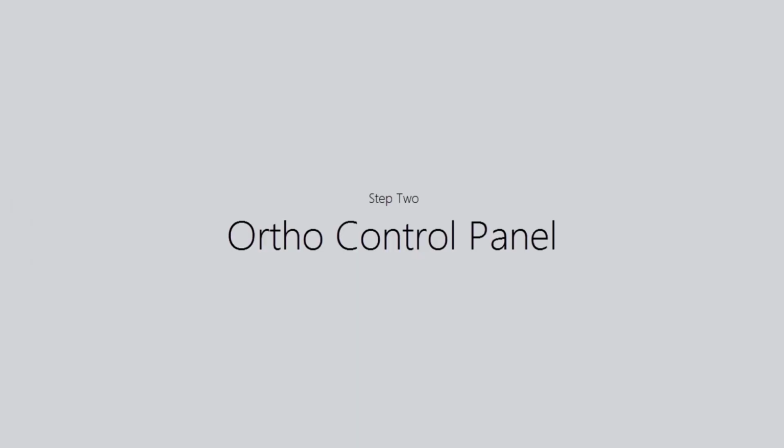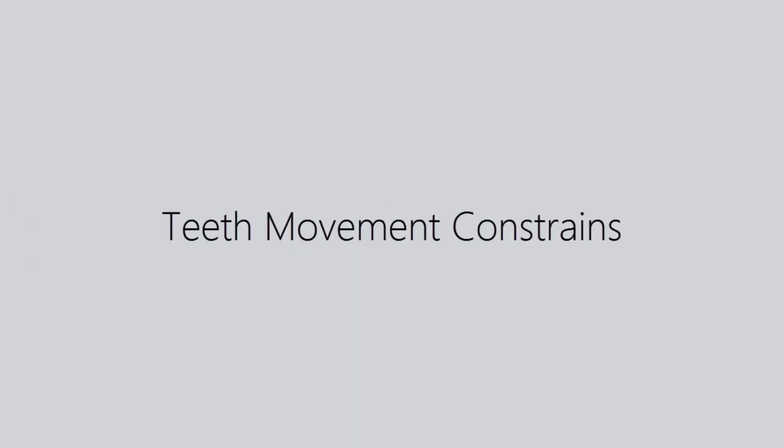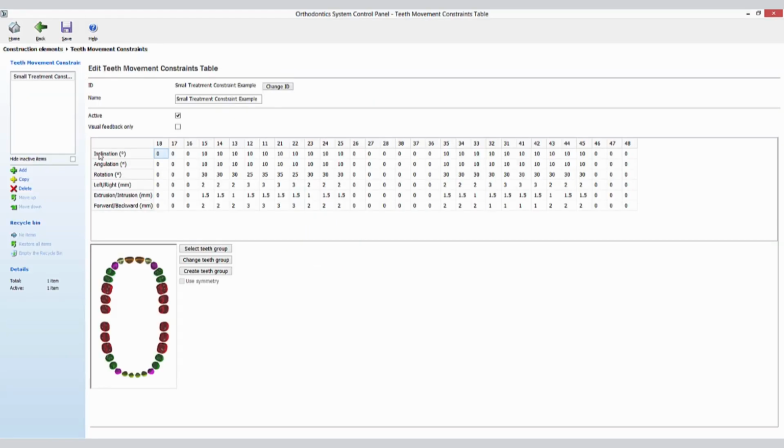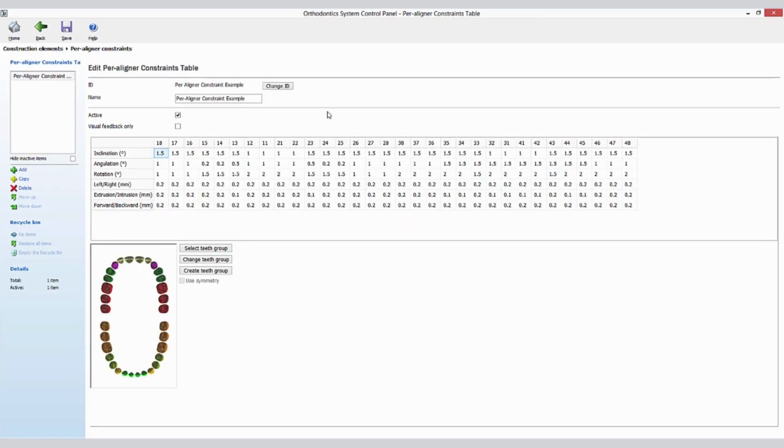Now let's have a closer look at the ortho control panel. I will explain the functionality of the new features. You can now define constraints per tooth in regards of inclination, angulation, rotation, left and right movement, extrusion, and forward and backward movements. These movements can then be fine-tuned by defining their constraints per aligner.